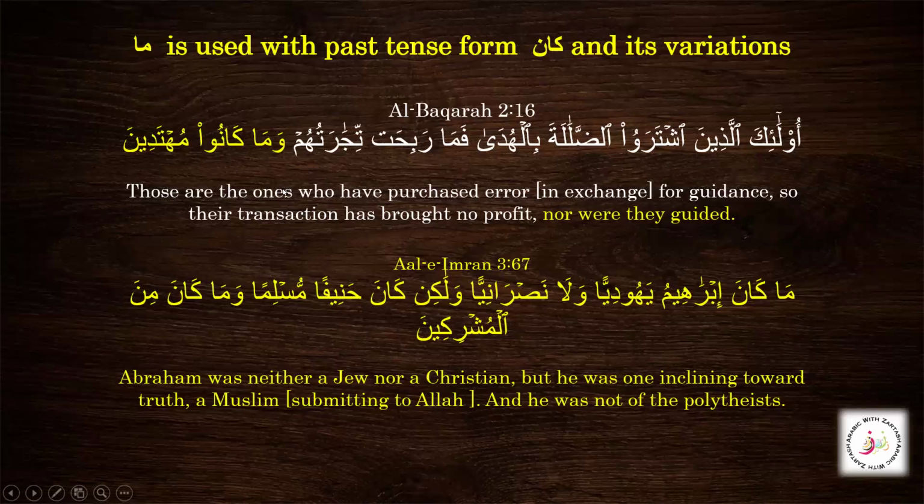What type of Jumla is this? We know that when Kana enters the Jumla Ismiya, or always when we see Kana and its variations, we'll go with the Jumla Ismiya, and that will be our Muktada. So Kanu, as a whole, is our Muktada, and this is our Jumla Ismiya. Now let's break Kanu down.